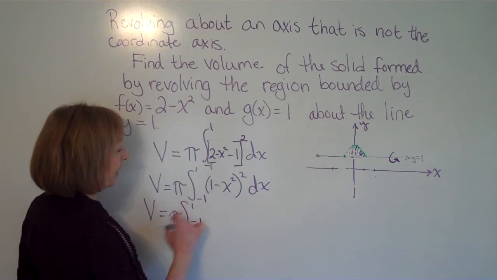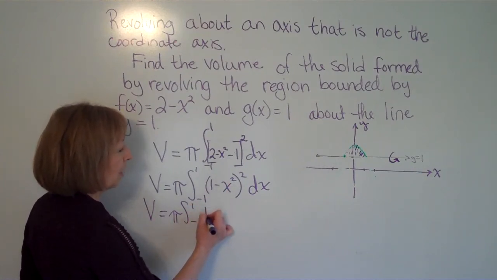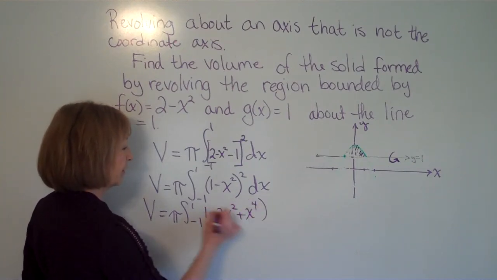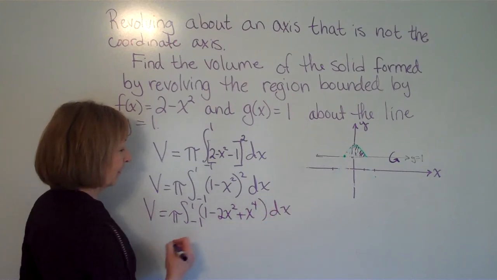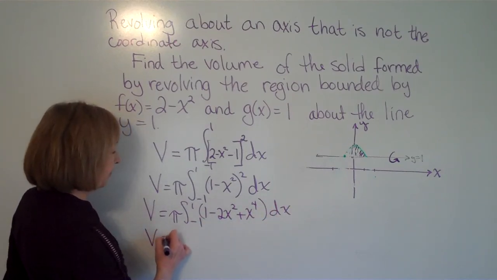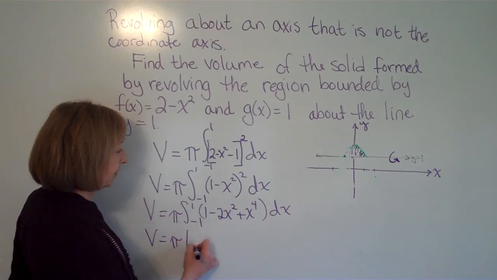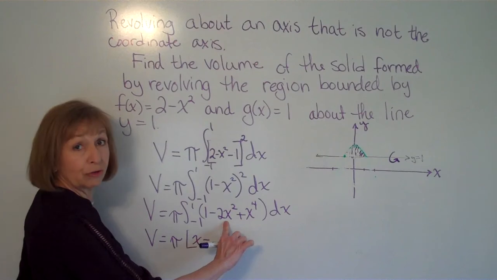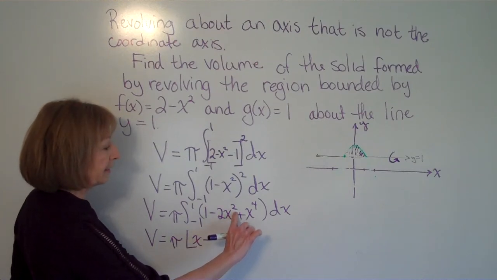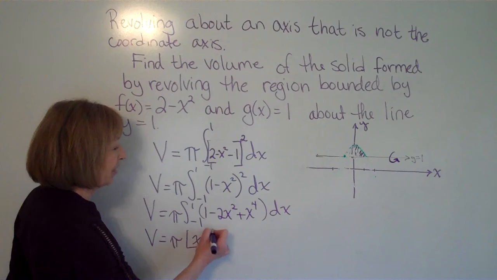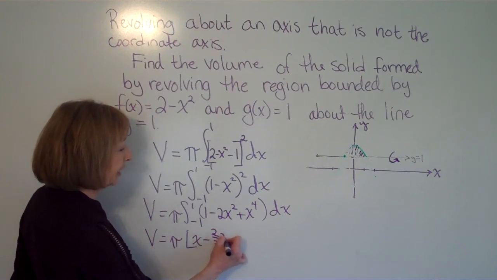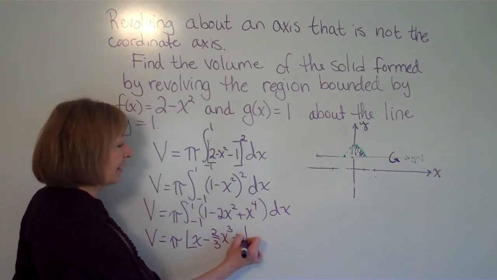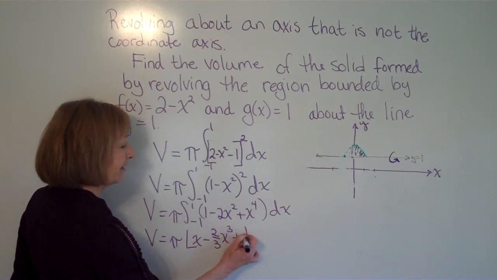So we're going to square the binomial. That's pi times the integral from -1 to 1 of 1 minus 2x squared plus x to the 4th dx. And now we can go through and find our antiderivative. So the antiderivative of 1 dx is x, minus the antiderivative of 2x squared. Well, it's the power rule: add 1 to the exponent and divide by that. So it's minus 2/3 x cubed, and then plus, add 1 to the exponent, divide by that, 1/5 x to the 5th.